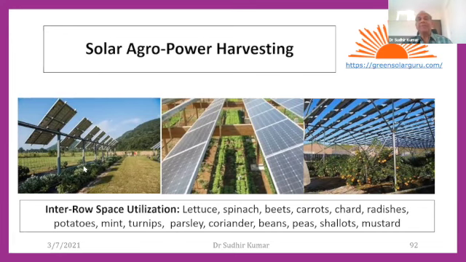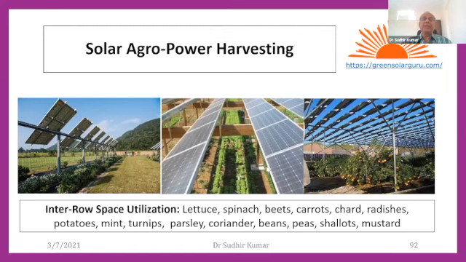So the difference is that normal modules are at a lower level. But here you have to increase the height of the modules. Increase the height of modules, and you can have the power generation at the top and agriculture below that. This is happening. You can see tomato here being grown, and at the top we have the solar modules.